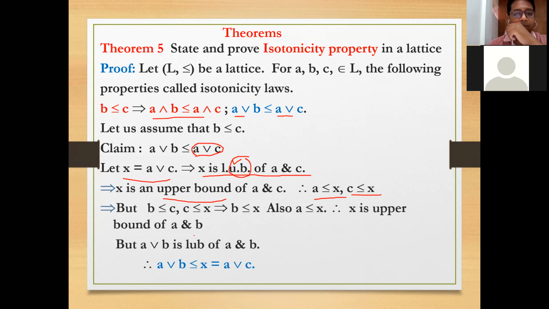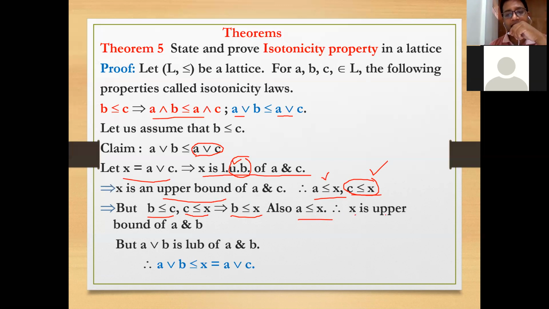But b is less than or equal to c, we are given. So combine it with c less than or equal to x. If you combine b less than or equal to c with c less than or equal to x, you will get b less than or equal to x. So we have used c less than or equal to x, and the remaining a less than or equal to x will be used now. b less than or equal to x, a less than or equal to x.